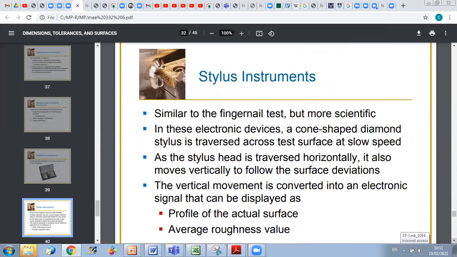measurements. In this case, the concept is similar to the fingernail test, but it is more scientific. Here, in electronic devices, a cone-shaped diamond stylus is traversed across the test surface at slow speed. As the stylus head is traversed horizontally, it also moves vertically to follow the surface deviations. So it can trap the deviations in the surface by vertical motion. The vertical motion is converted into an electronic signal that can be displayed as a profile of the actual surface, or it can directly calculate the average roughness value. And we will see the setup of the stylus instrument in the following slides.